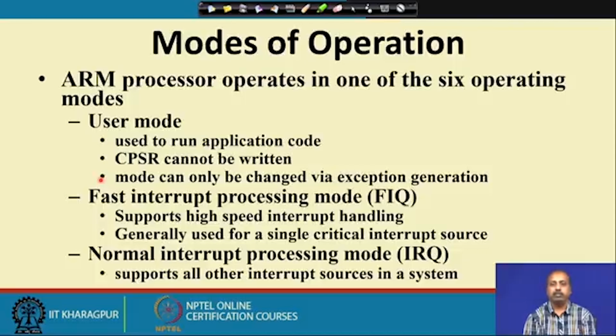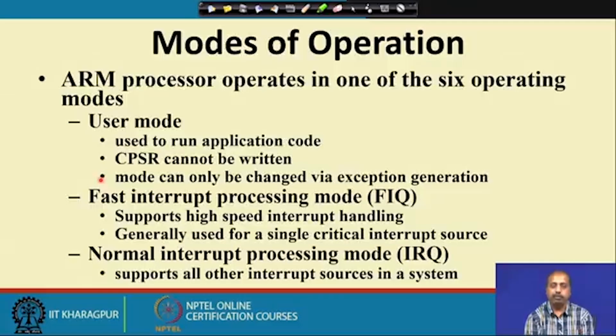Now, for the regular operation they have some priority, but if a smoke detector detects a fire situation or smoke is detected, that is an emergency condition. So, the action has to take place immediately. That can be sent as a fast interrupt to the system, so that the response is much faster. So, generally a single critical interrupt source is connected to the FIQ pin. There is a dedicated FIQ pin in the processor and it is connected to that.